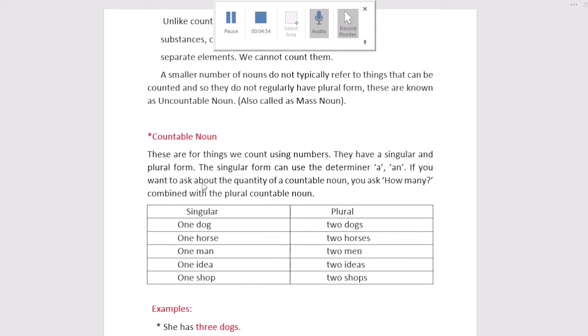If you want to ask about the quantity of a countable noun, you ask how many combined with the plural countable noun. Remember, understand that you are a shopkeeper. You have a stationery shop. A boy comes to buy a pen. He is saying, "Daddy, buy me a pen." So you have understood that he wants some pens.